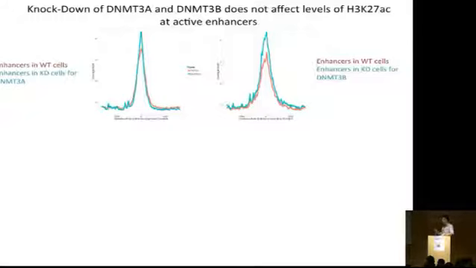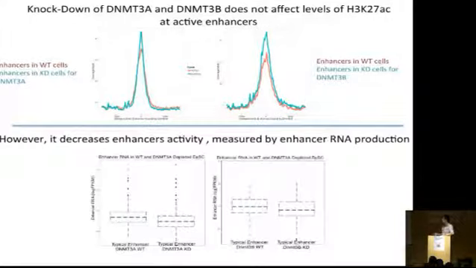To understand if DNMT3a and DNMT3b were important for maintaining the activity of the enhancer, we have done knockdown and ChIP sequencing of H3K27 acetylation in knockdown cells. The H3K27 acetylation does not really change between the wild type and knockdown cells. But if you look at the enhancer RNA expression that we measured, again with RNA sequencing, we could see that the knockdown downregulates the eRNA expression in the absence of DNMT3a and also DNMT3b.